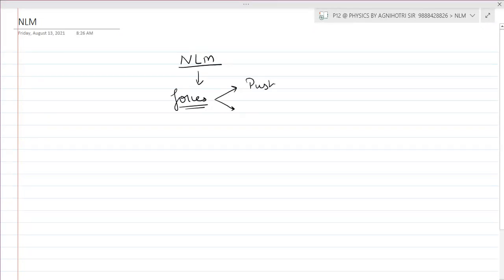Hello students, let's discuss the concept of Newton's laws of motion, and in there we will talk about the forces which we usually discuss in this concept of Newton's laws of motion. Now let me tell you, forces basically have two effects in the form of push or pull.